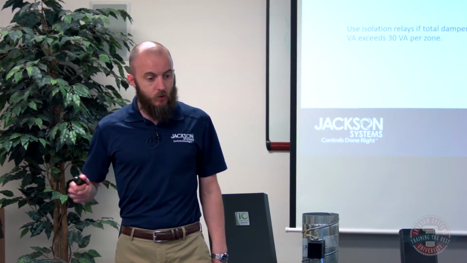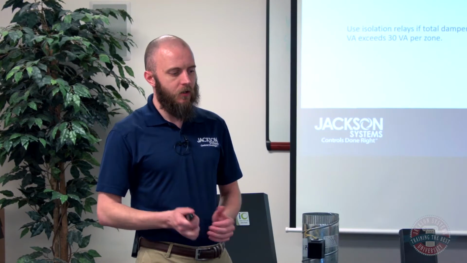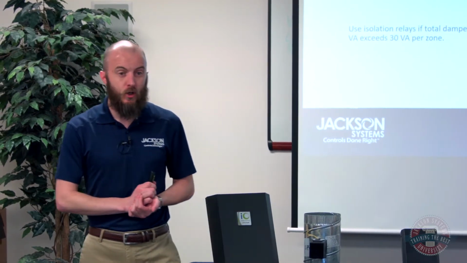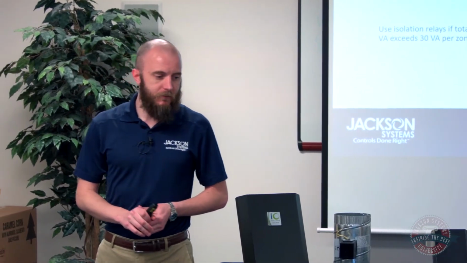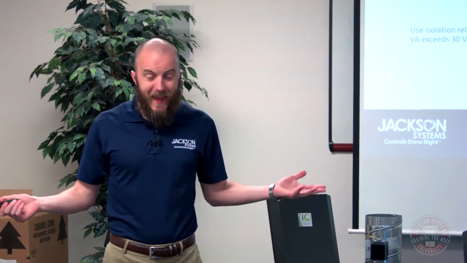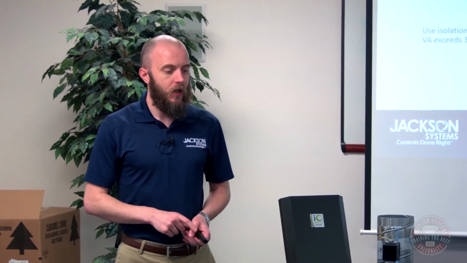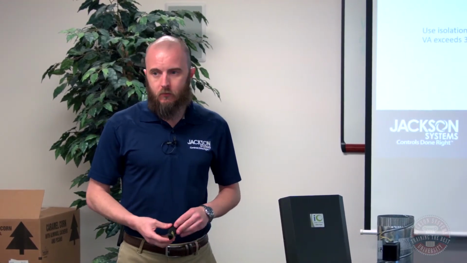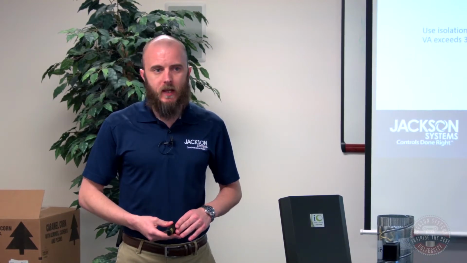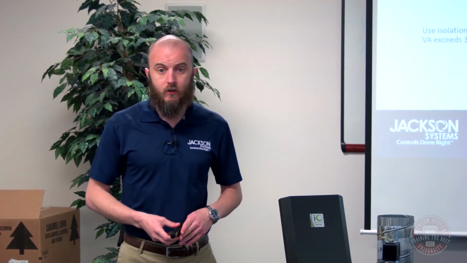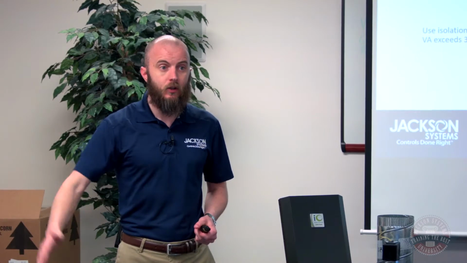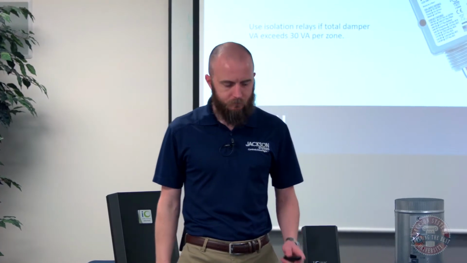If you do need to exceed your total VA, the typical VA limit is 30 VA per zone. If you do need to exceed that, you can if you have to. You'll have to use isolation relays and in some cases an additional transformer just so you're not running all of that current through the zone panel. Basically, you just send the current around the zone panel and through the relay instead.